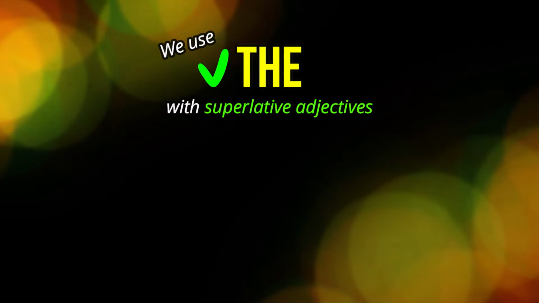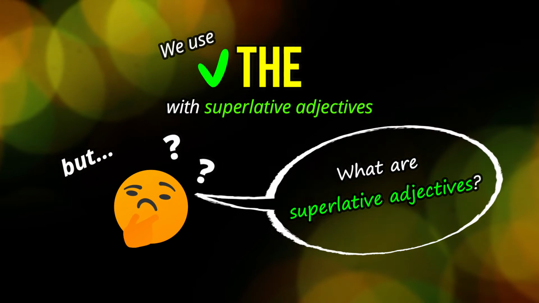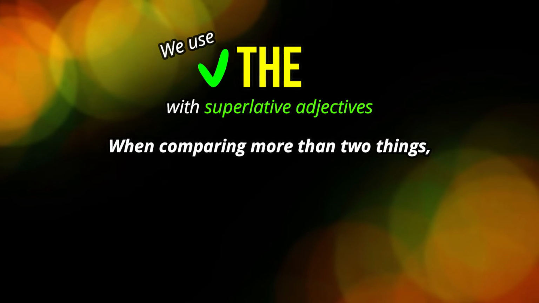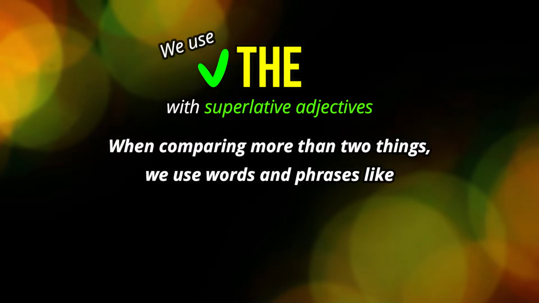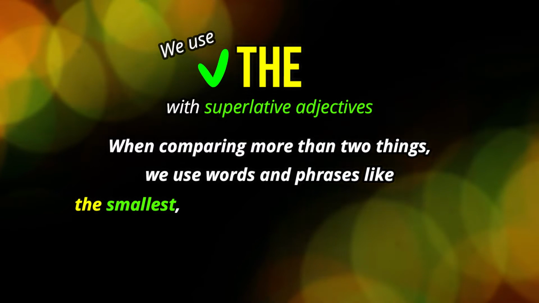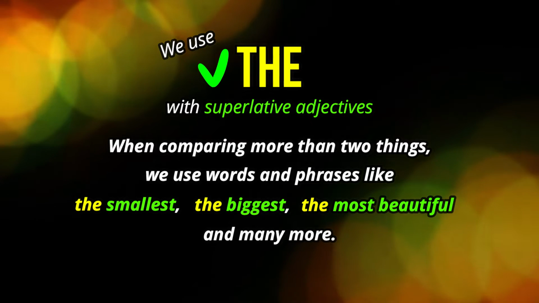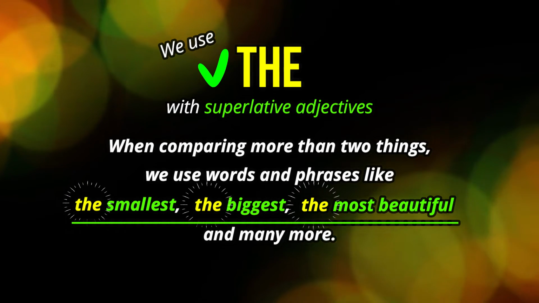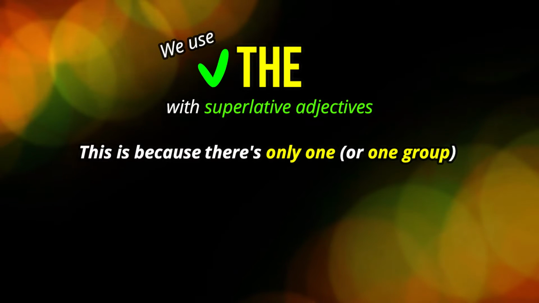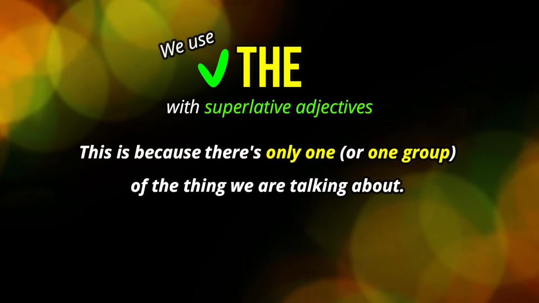We use "the" with superlative adjectives. What are superlative adjectives? Well, when comparing more than two things, we use words and phrases like the smallest, the biggest, the most beautiful, and there's many more. We use "the" with superlatives because there's only one or one group of the thing we are talking about.